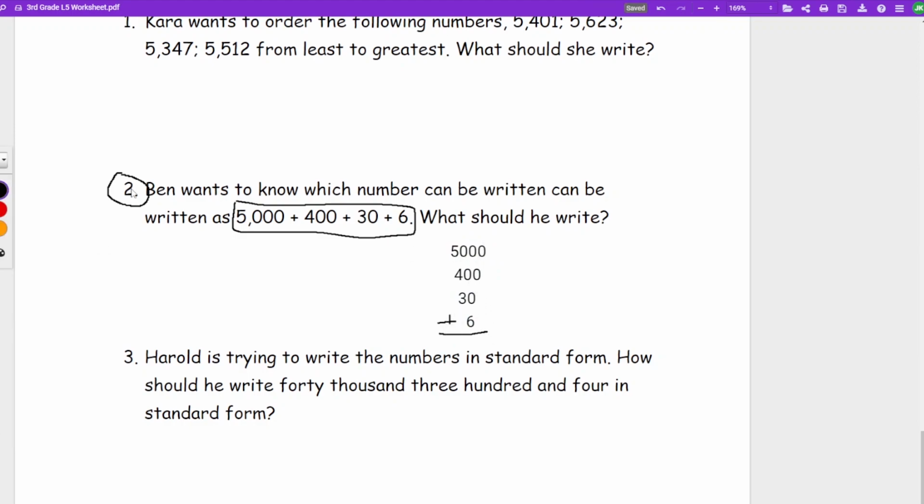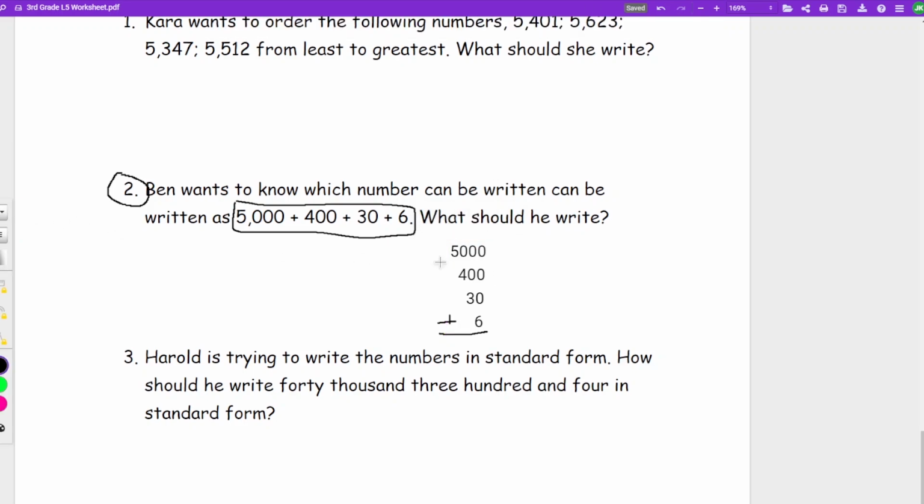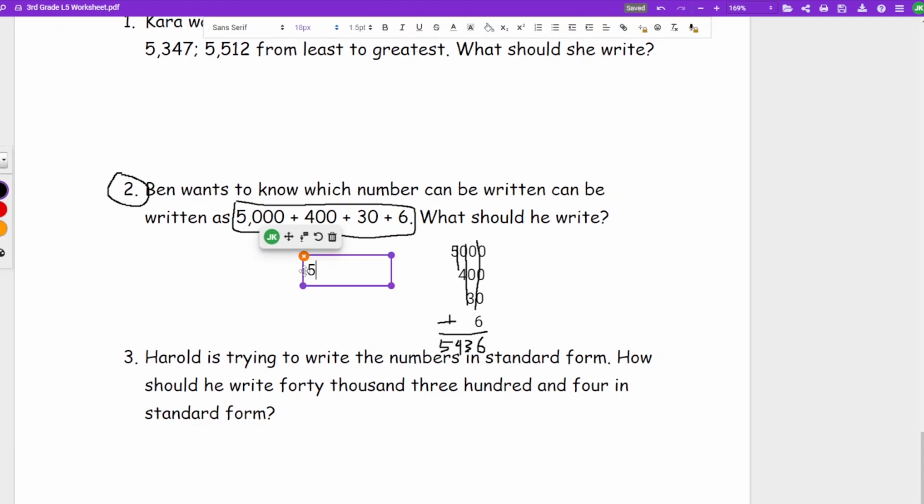So let me actually change the format a bit. There we go. So it looks a bit better. So if I add all these, if I add 0, 0, 0, 0, and 6, I get 6. If I add 0, 0, and 3, I get 3. If I add 4 plus 0, I get 4, and 5 plus, well, there's nothing, so I get 5. So our answer will be 5,436. There we go.